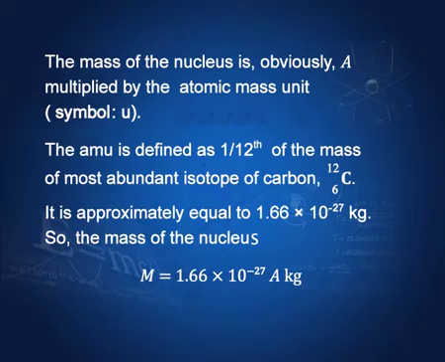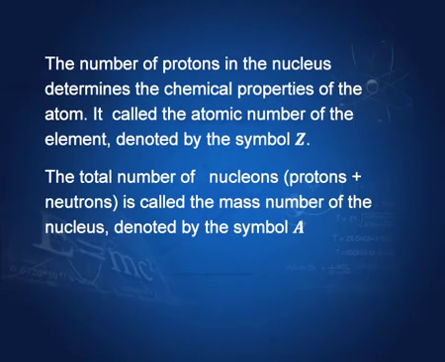How do you define that? The atomic mass unit is defined as 1/12th of the mass of the most abundant isotope of carbon, that is carbon 12. 1/12th of carbon 12 gives us 1 atomic mass unit. It is approximately equal to 1.66 into 10 to the power minus 27 kilogram. I told you, it is approximately equal to the mass of the proton. The number of protons in the nucleus determines the chemical properties of the atom. It is called the atomic number of the element, denoted by the symbol Z.